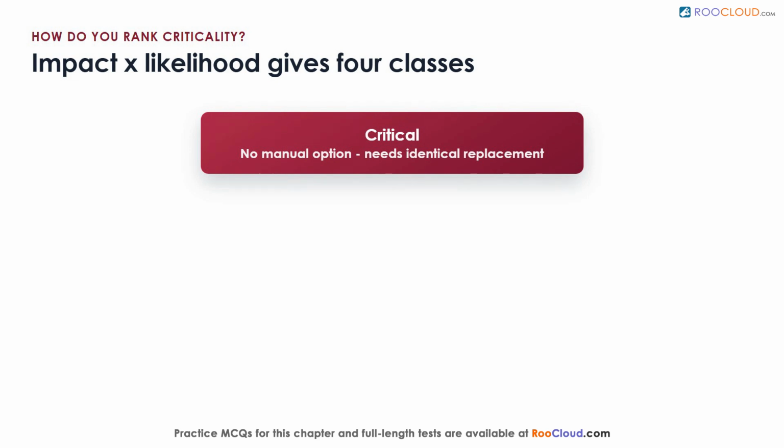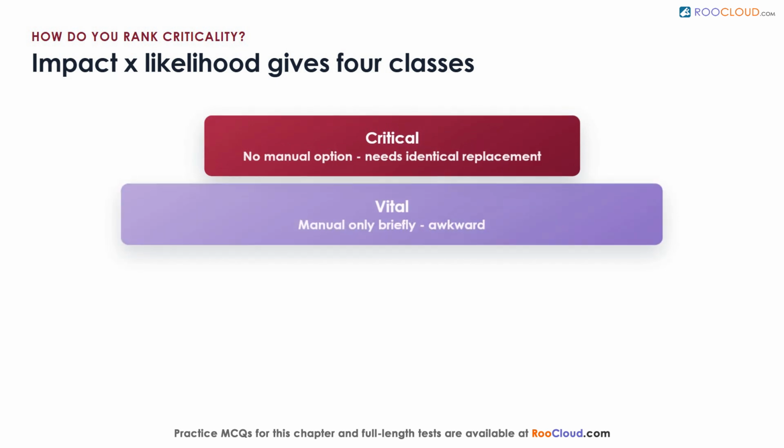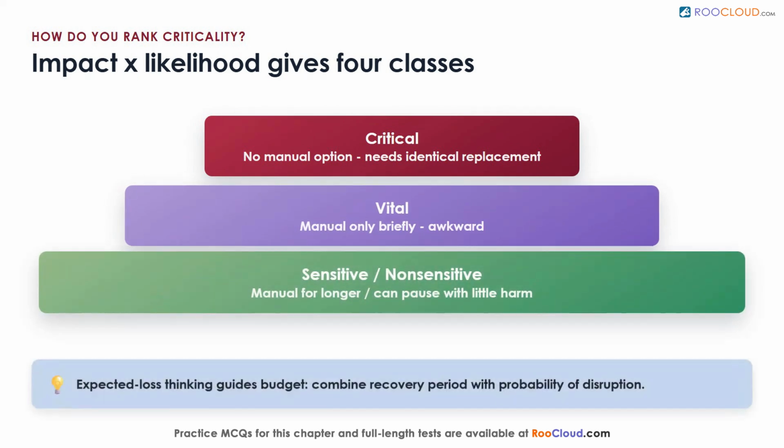From this, you can prioritize your most critical systems. A typical ranking uses 4 classes. Critical functions cannot run without identical replacements and cannot go manual. Vital functions can run manually, but only for a brief time. Sensitive functions can run manually for longer, though it is awkward and costly. And non-sensitive functions can pause for a long stretch with little harm.